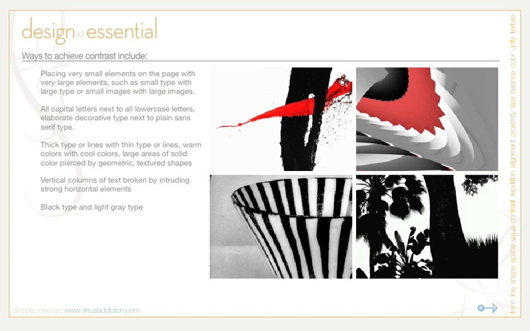Ways to achieve contrast include placing very small elements on the page with very large elements, such as small type and large type, or small images and large images, using all capital letters next to lowercase letters, or elaborate decorative type next to plain sans serif type, using thick type or lines with thin type, using warm colors or cool colors, using large areas of solid color pierced by a geometric textured shape. How about a vertical column of text broken by intruding strong horizontal elements like headlines or subheads, or even a solid line? What about black type and light gray type?